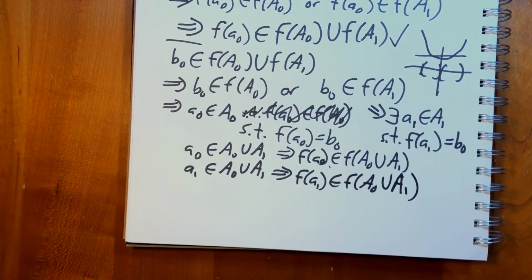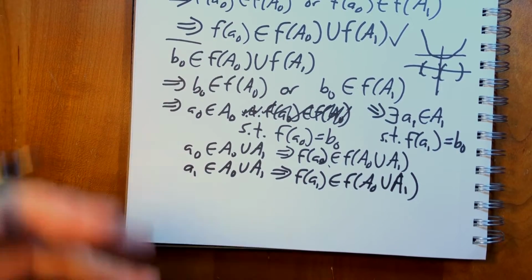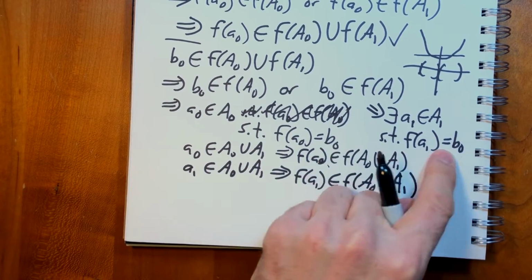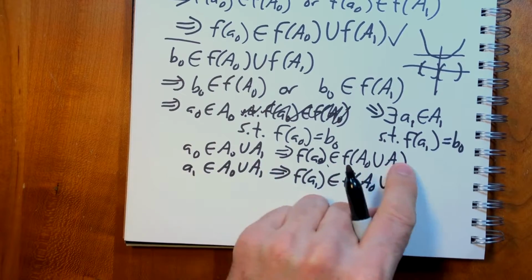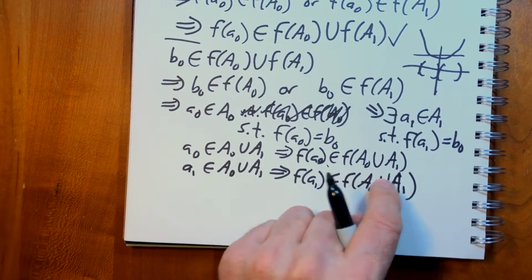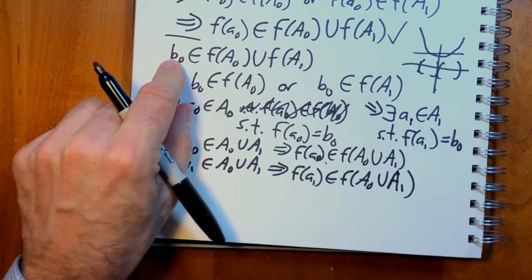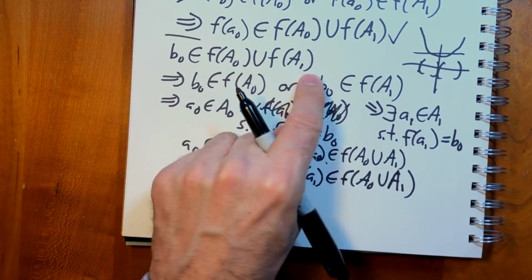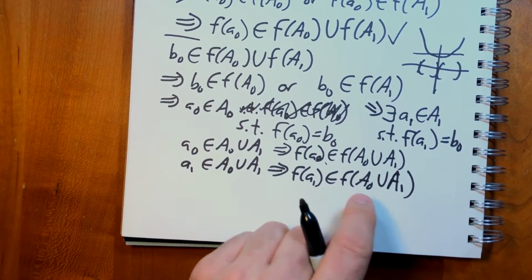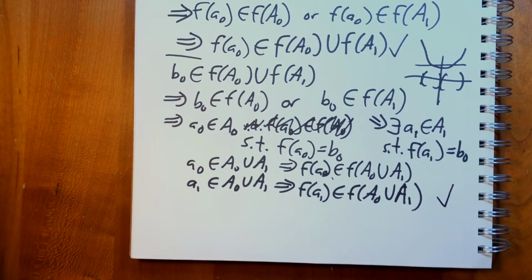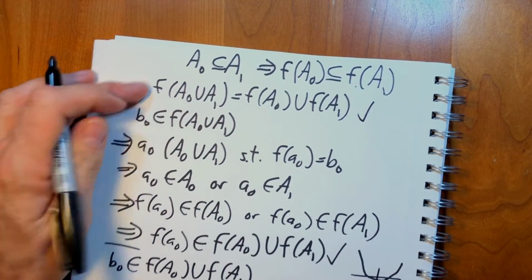Okay? So whether we have a0 or a1, whichever one of these is giving us b0, in either case, b0 is an element of the image of the union. And that's what we needed to show. We started with an arbitrary element of the union of the images, and we showed that in either case, that element is an element of the image of the union. Okay, so we proved inclusion in both ways, so this one is true too.